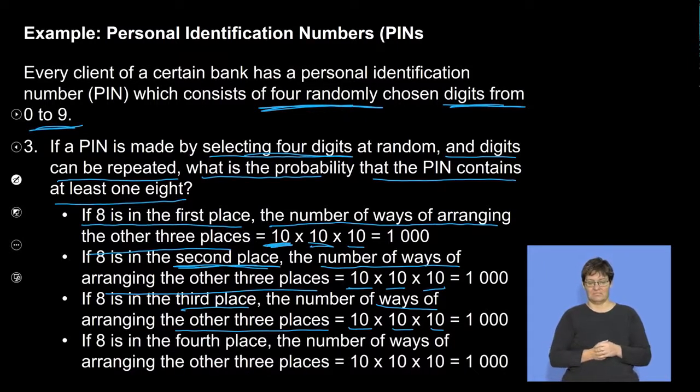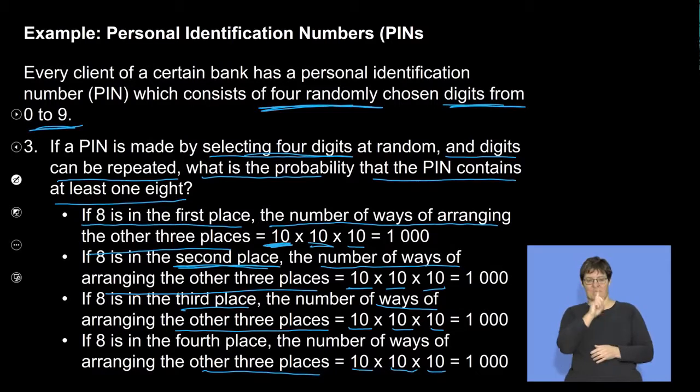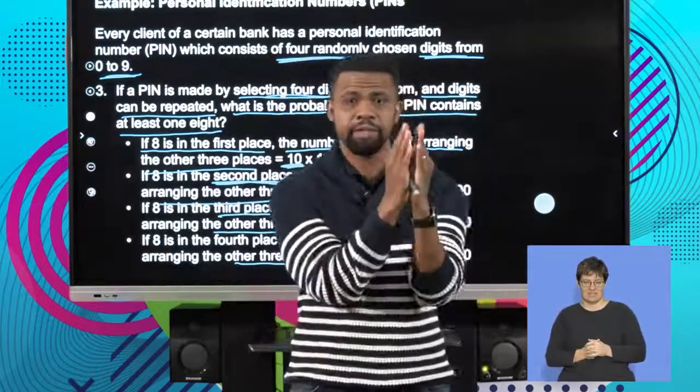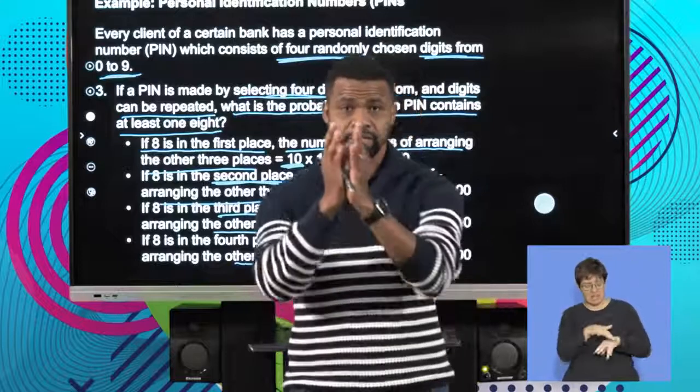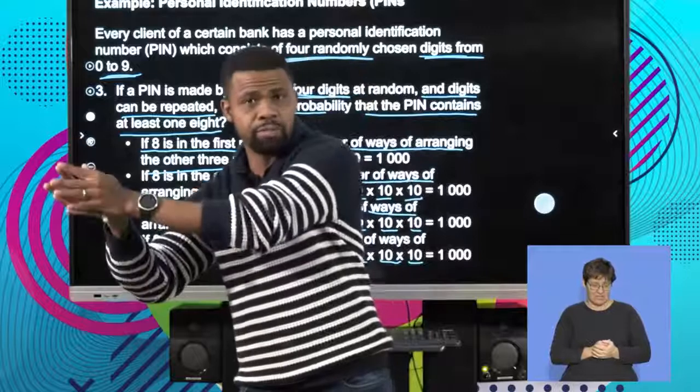So if 8 is in the fourth place, the number of ways of arranging the other three digits will be 10 times 10 times 10. Are we together? Which is 1,000. Because if you choose 8, it's only one 8, then times 10 times 10 times 10. So we're thinking of 8 could be in the first place, the second position, the third position, or the fourth position. So we're just arranging three digits.